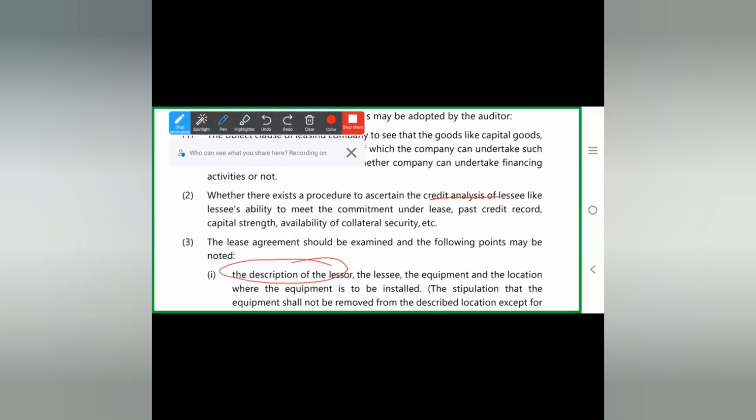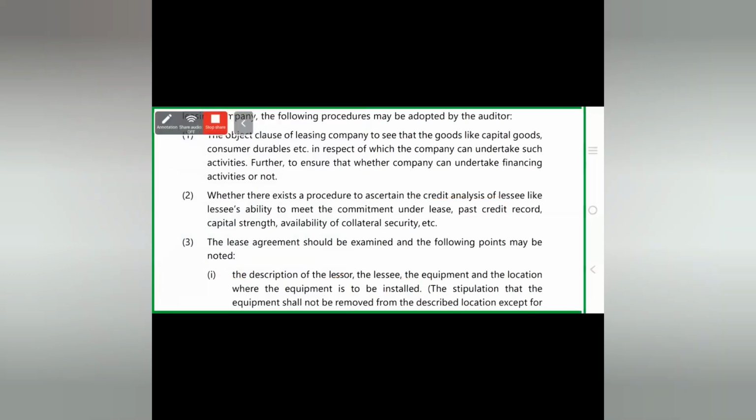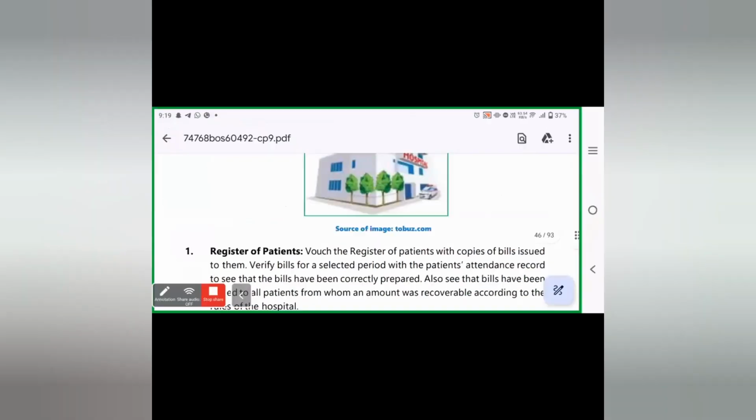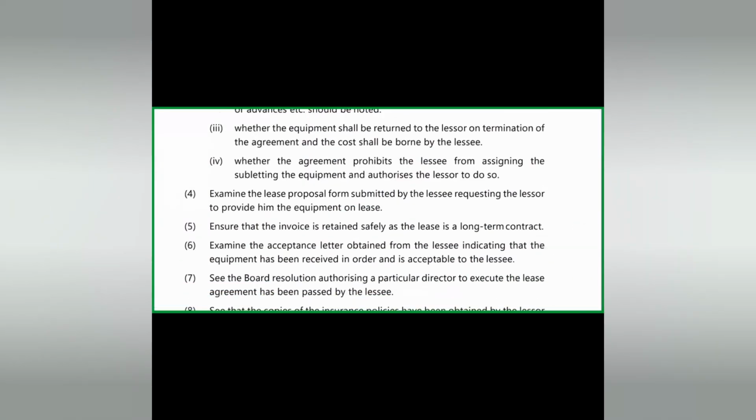Description of the lessee, the equipment and the location where the equipment is to be installed. Apart from this, the amount of tenure of lease, dates of payment, late charges, deposits or advances, etc. should be noted. Whether the equipment shall be returned to the lessor on termination of the agreement and the cost shall be borne by the lessee. Whether the agreement prohibits the lessee from assigning or subletting the equipment and authorizes the lessor to do so.